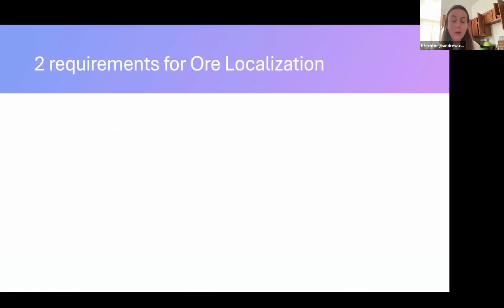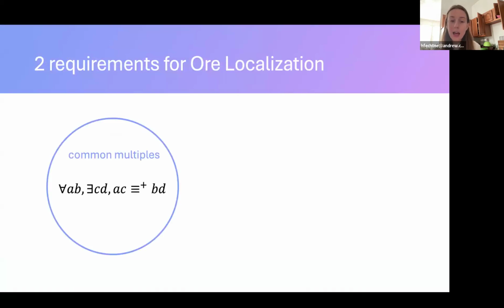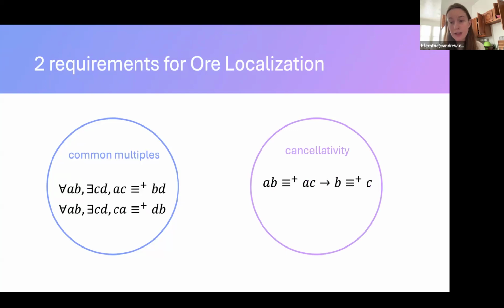So what do we need? We don't need commutativity. Instead, we need common multiples, which is saying for every A and B that are braid words, there are two other braid words, C and D, such that AC is equivalent to BD. Now note that I'm talking about monoid properties here. So I guess I should have said braid monoid words. So they are equivalent with this plus sign under the positive relation. And you can also talk about left common multiples. You only need one for Ore localization. Braids have both. You also need cancellativity, and that's straightforwardly what you think it is. You can cancel on the left, you can cancel on the right.